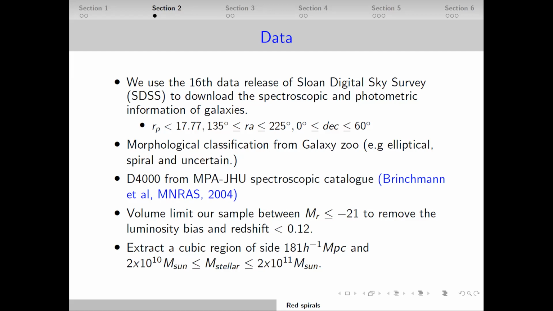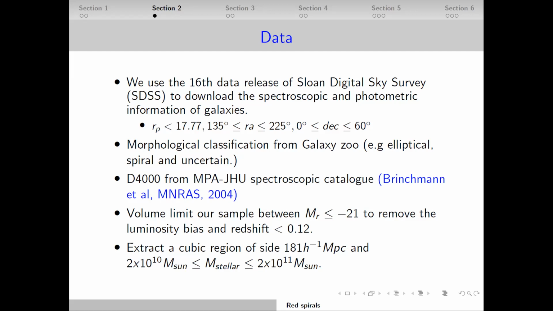We identify morphology of the galaxies from Galaxy Zoo and classify them as elliptical, spiral, and uncertain based on the devised vote fraction for each property given by citizen scientists. We also download the information of 4000 angstrom break strength D4000 from the MPA-JHU spectroscopic catalog.